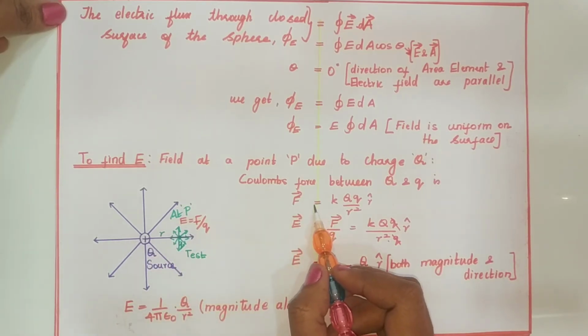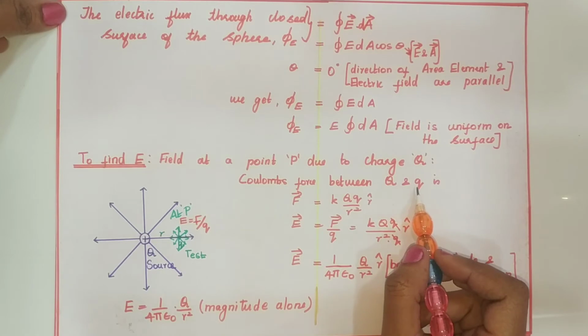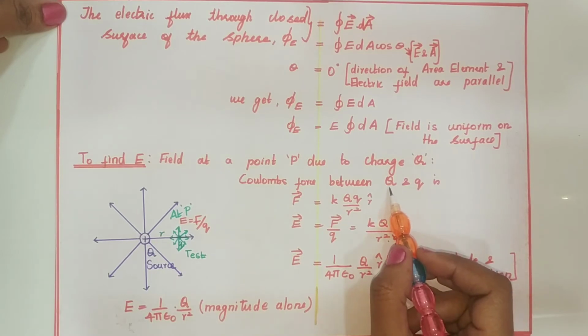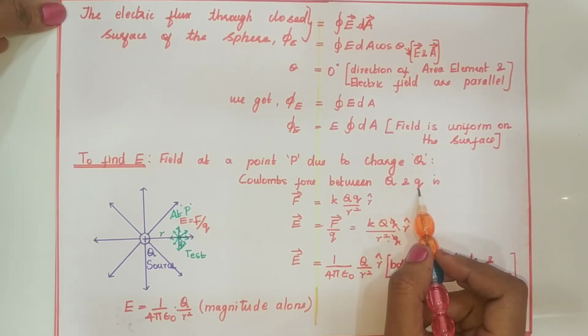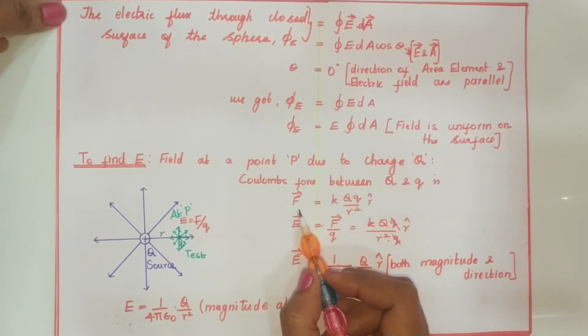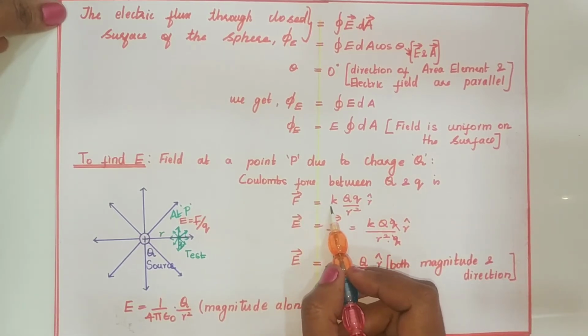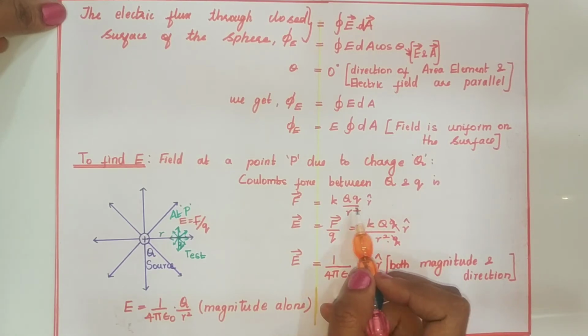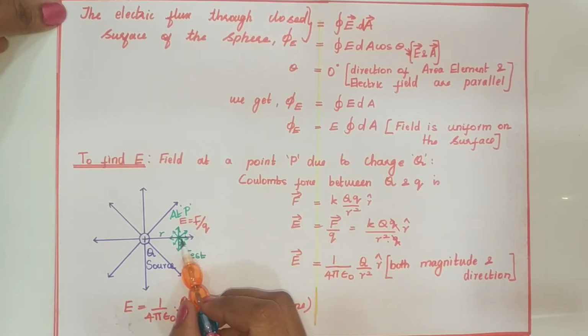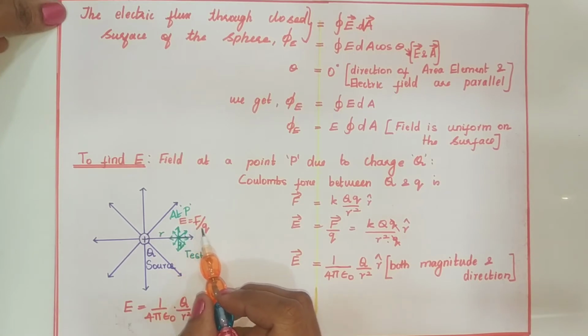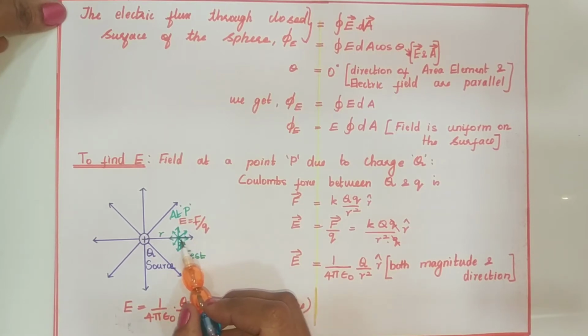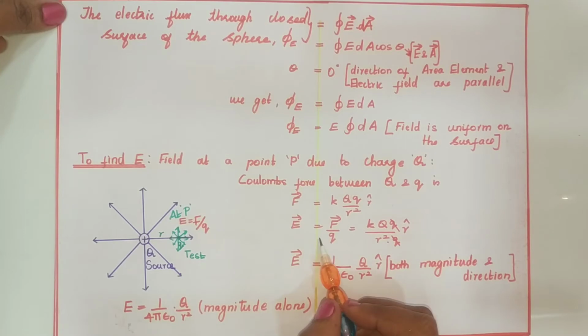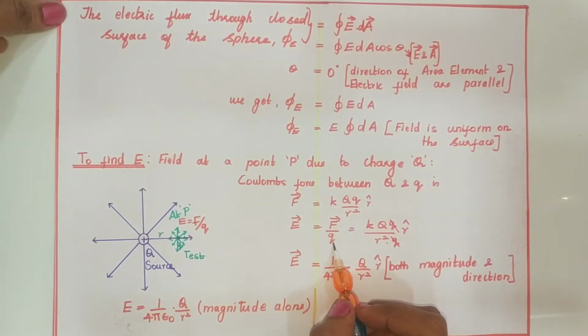What is the Coulomb force between capital Q and small q? That is between the point charge and the unit charge. Now F vector is equal to K Q by R square R unit. Now what is the field at this point? The field is the force experienced by the test charge at this point. So E vector is equal to F vector by q.